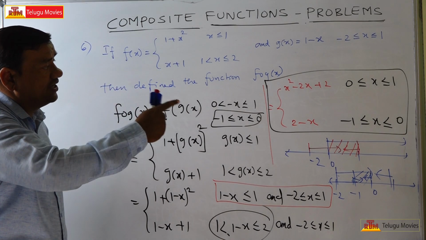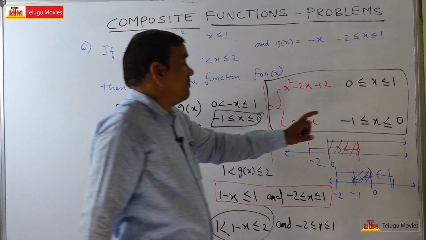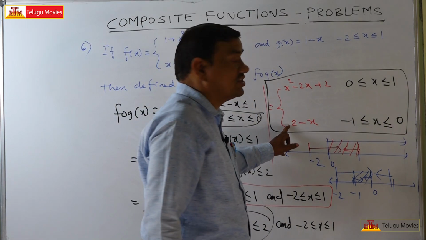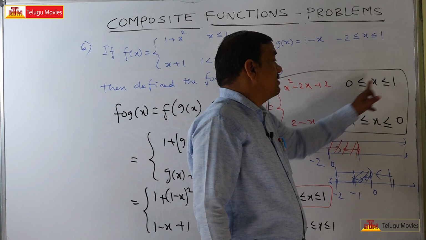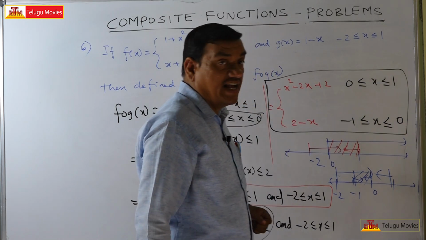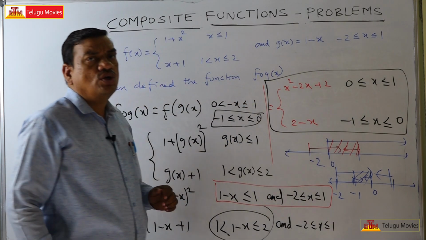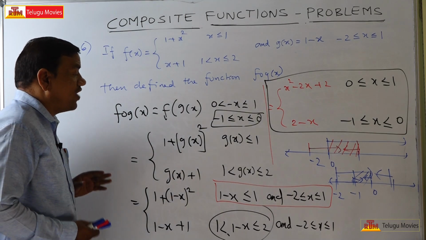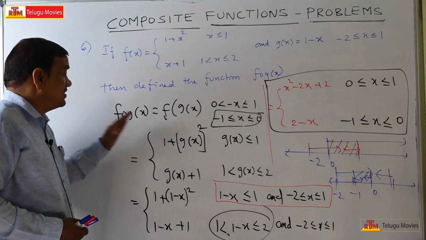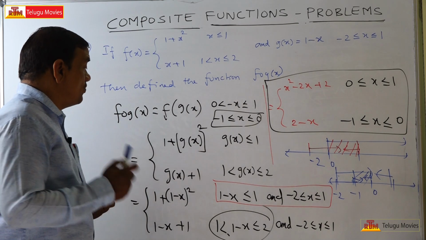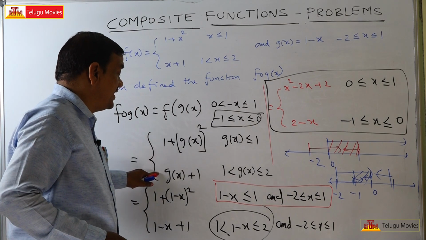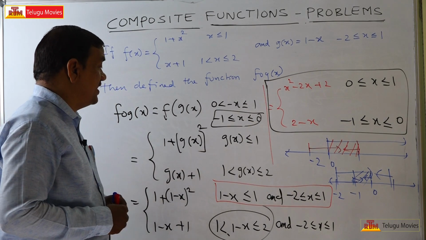Again, 0 less than or equal to x less than or equal to 1 means what? From -1 to 0, the function is defined as 2 minus x. From 0 to 1, the function is defined as x square minus 2x plus 2. So this is the way of finding the domains of f circle g and g circle f. The only thing is, this part everybody can write and this part everybody can write.